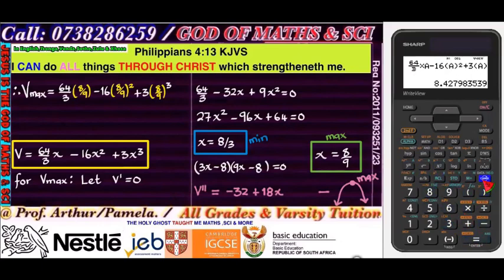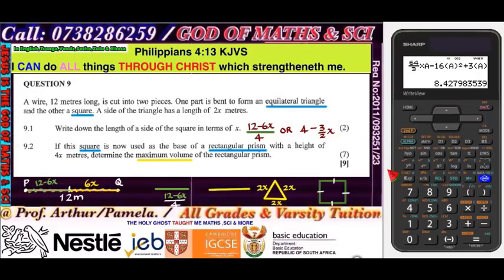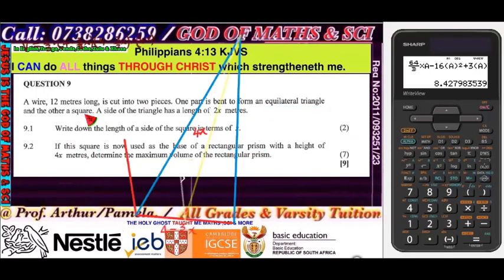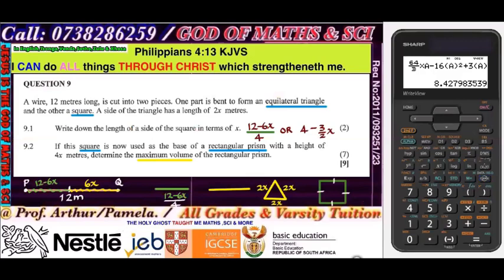There it is. So that means the maximum volume would be 8,43. Now let's see how they're measuring this. It was in meters, so it's going to be m cubed. That's it. So that's why I'm saying, no, it can't be 7 marks, no ways. At least 9 marks.